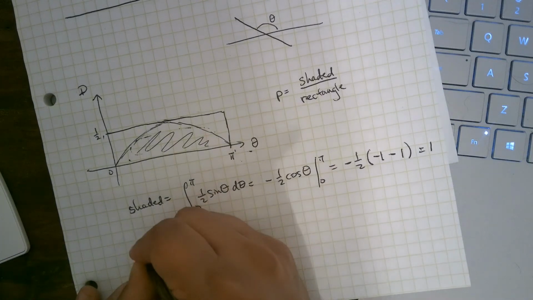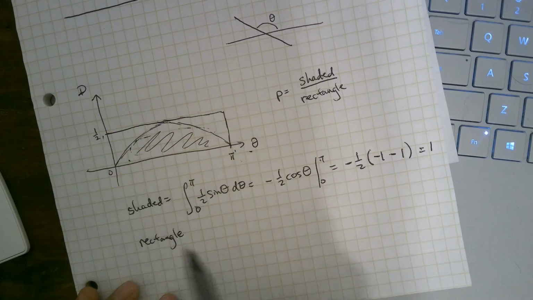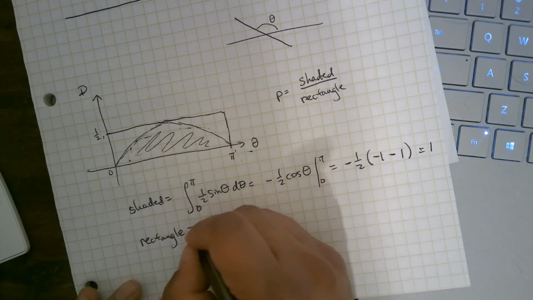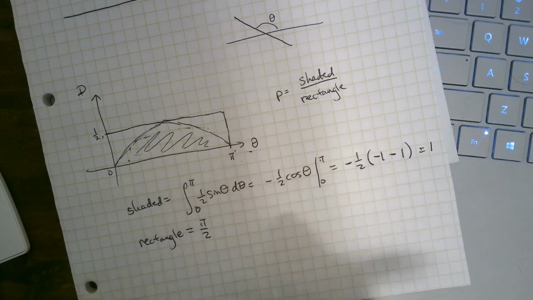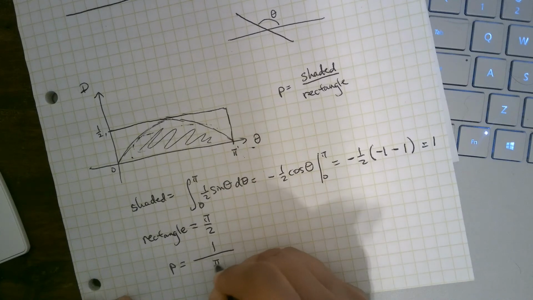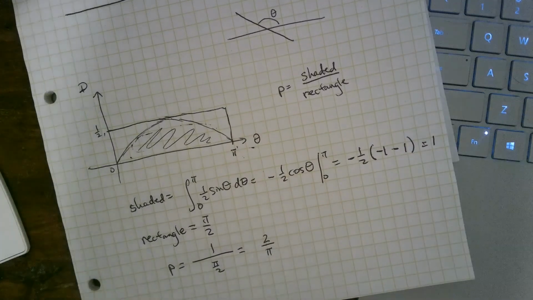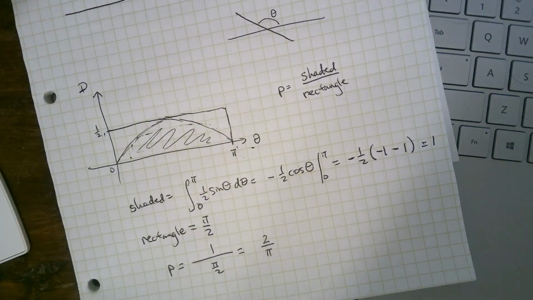The area of the rectangle is 1/2 times pi, which is pi over 2. So our probability is going to be 1 over pi over 2, which is 2 over pi. So a little bit less than a 2/3 chance of the needle intersecting the line. Kind of cool.